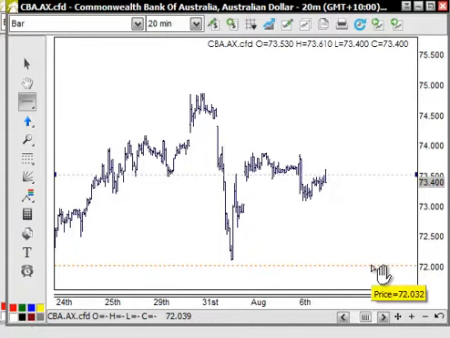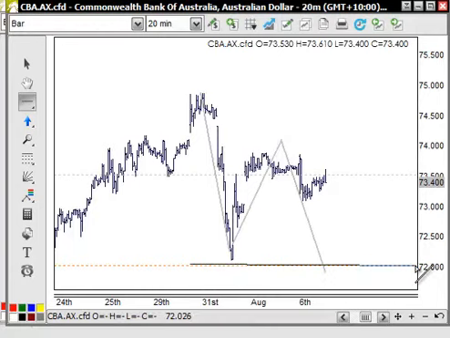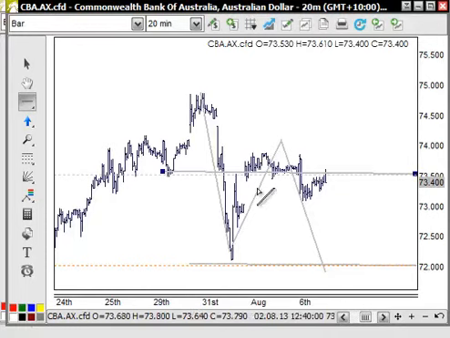And obviously corrections are normally in 3 waves, so we'd be looking for an A and a B and a C possibly through here. But if this 72 became the resistance, then you know that it will be going down from that point. So you've got 2 points of weakness here to look out for. And let's have a look at BHP in Australia.